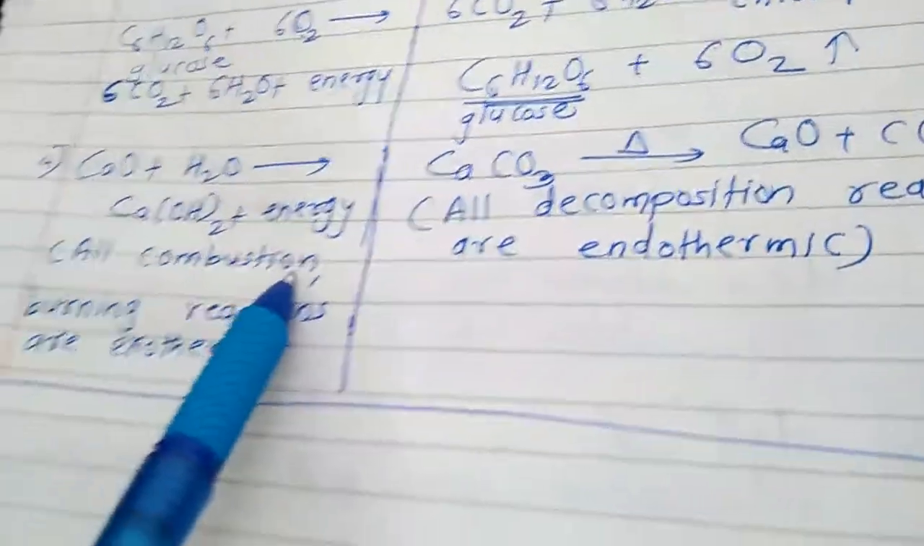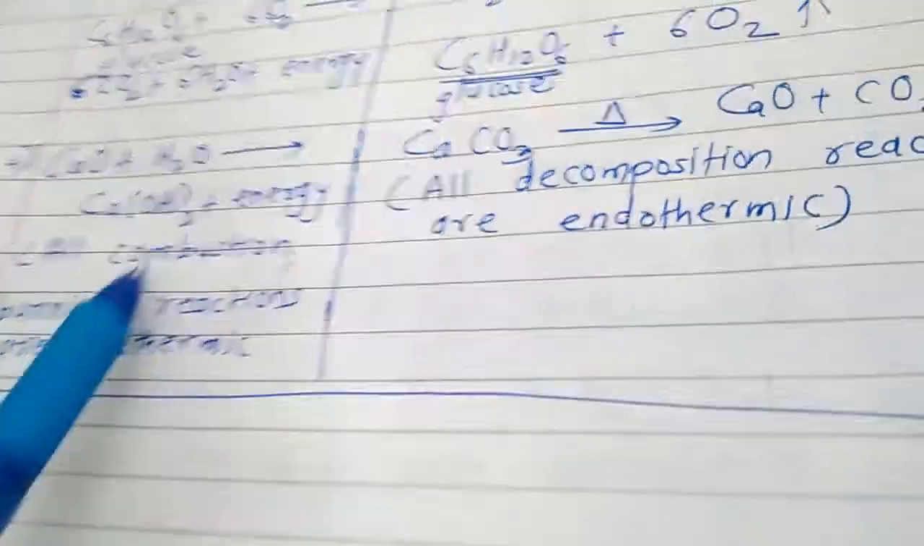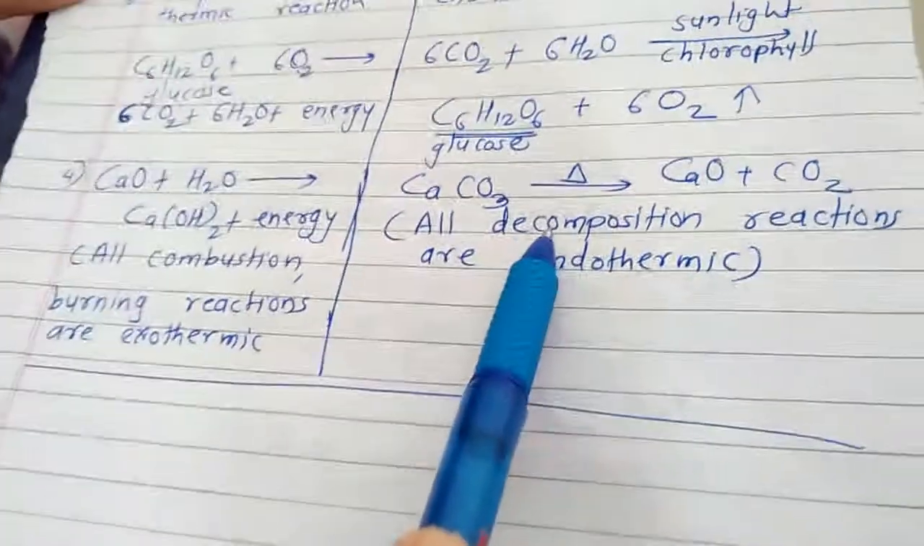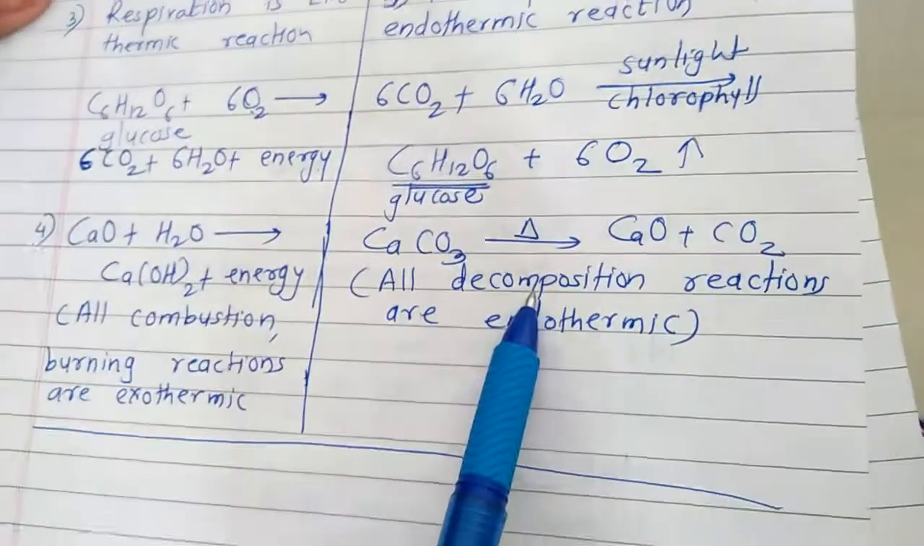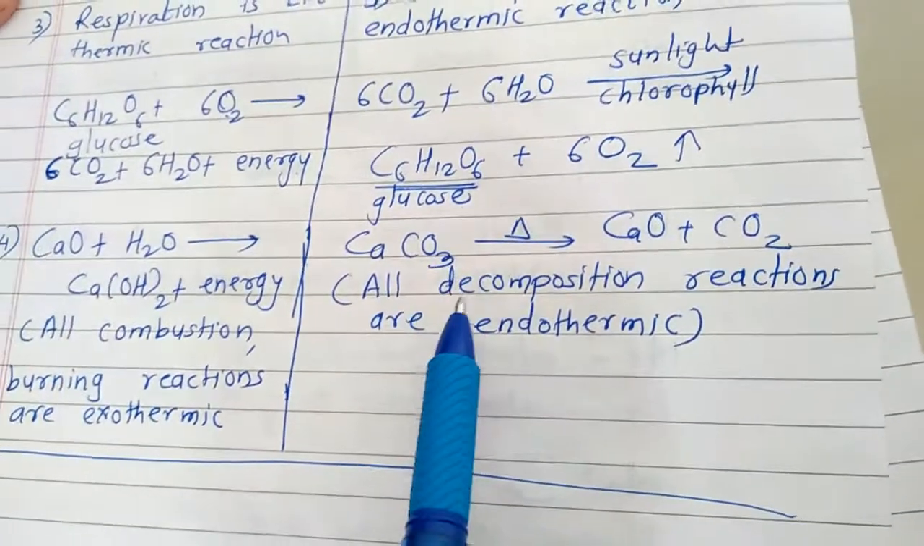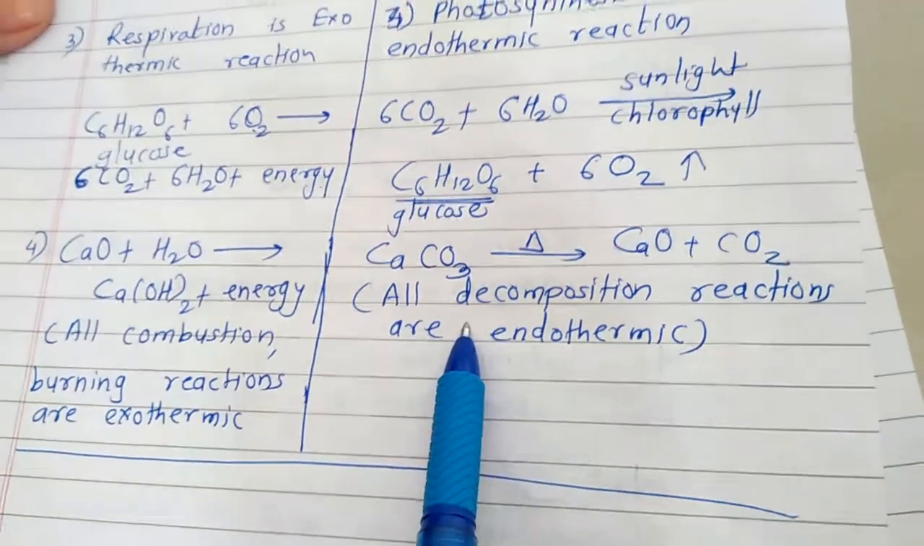So all combination reactions, all burning reactions are what? Exothermic reactions. And all decomposition reactions like thermal decomposition or photolytic decomposition reactions, in these reactions energy is needed, so all these reactions are endothermic reactions.